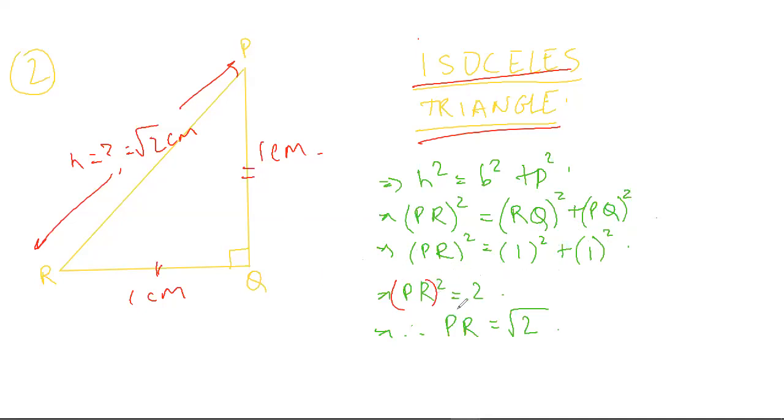the RHS and becomes root. As I said earlier, any square that goes to either side, LHS or RHS, becomes root if it changes sides. So the square goes to the RHS and becomes root. So PR is equal to root 2 centimeters. That is why it is root 2 centimeters.